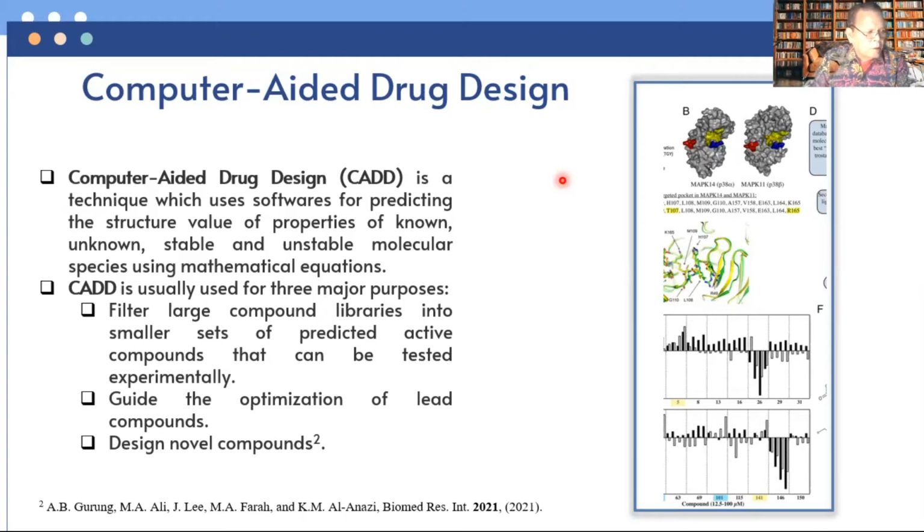Computer-aided design is usually used for three major purposes. The first one is to filter a compound library into a smaller set of predicted active compounds that can be tested experimentally. Second, to identify hit compounds or active candidates. And the last, optimizing the lead compound, for example, transforming a biologically active compound into a suitable drug by improving its physicochemical, pharmaceutical, ADMET, and/or pharmacokinetic properties.